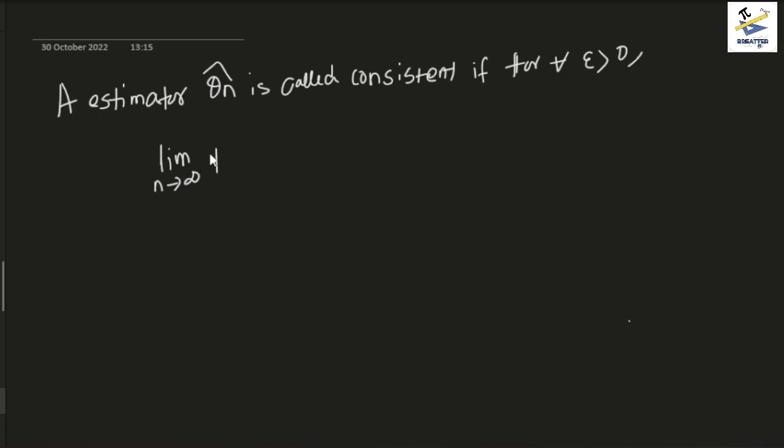The limit as n tends to infinity of the probability that |theta n cap minus theta| is greater than or equal to epsilon equals 0. Theta is the parameter which theta n cap is estimating, of course. So we say that theta n is a consistent estimator if the following property is satisfied, right?